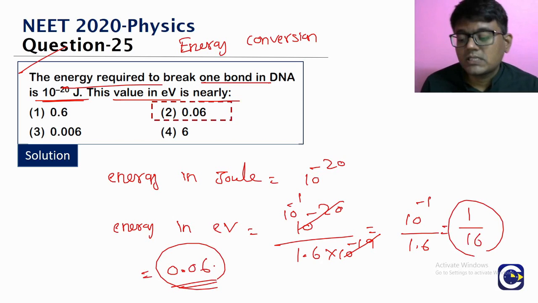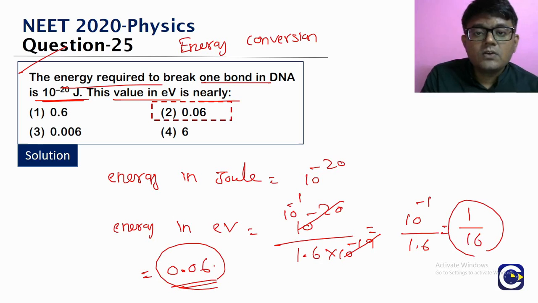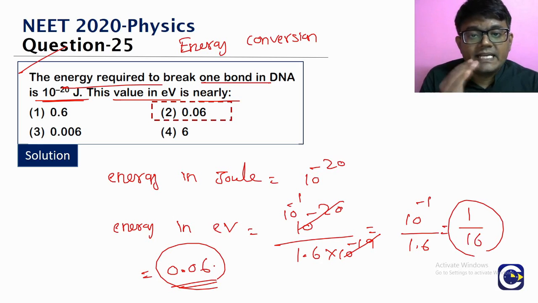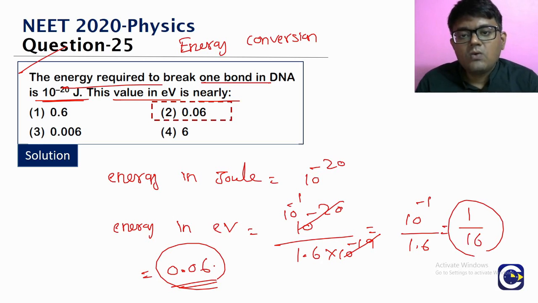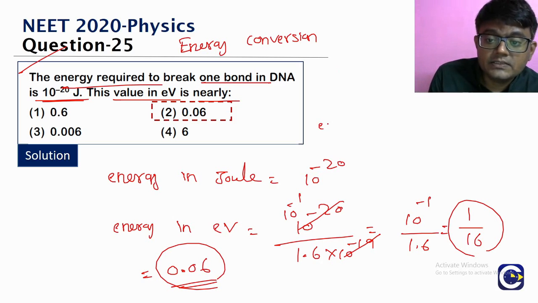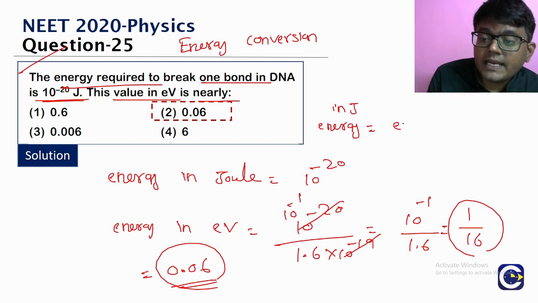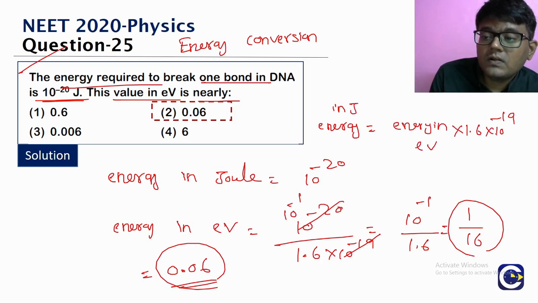It's a straight conversion. If you want to convert energy from joule into electron volt, divide by the conversion factor. What is the conversion factor? 1.6 into 10 power minus 19. If you want to convert the electron volt value into joules, then you have to multiply by the same factor. This is not about this question, but I am just saying the conversion. Energy in joule will be equal to energy in electron volt multiplied by this conversion factor.